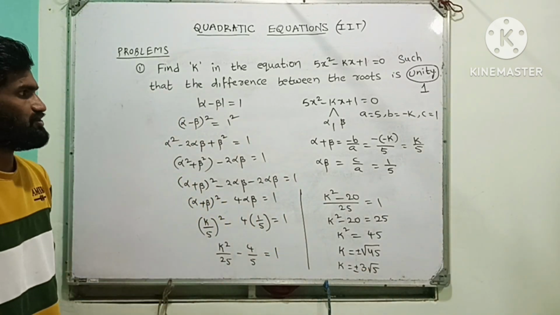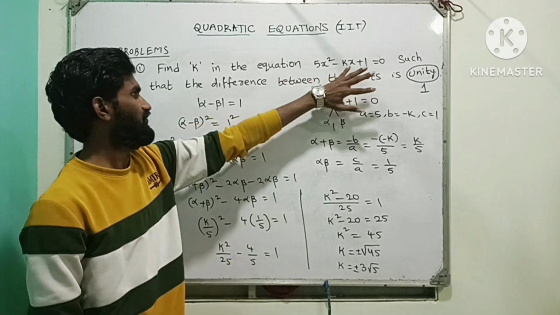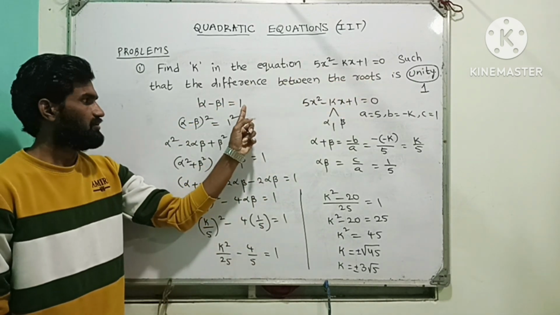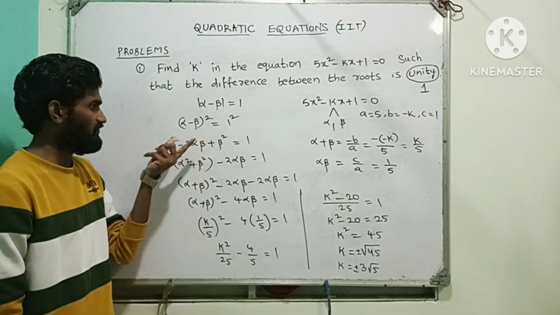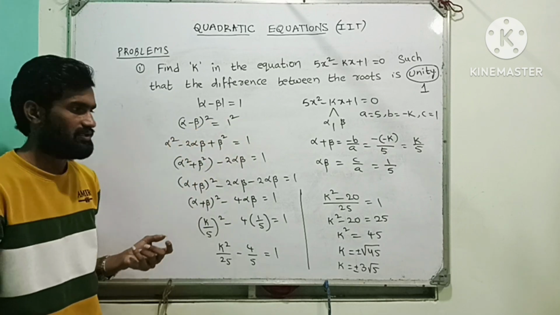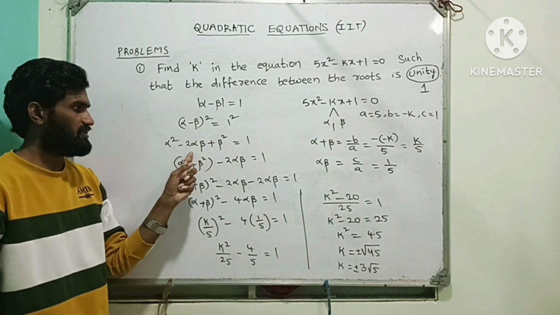Just observe here what is the question given. The difference between the two roots is unity, given. So if I square both sides, I will get (alpha minus beta) whole square, which is equal to 1 square. (a minus b) whole square is a square minus 2ab plus b square.